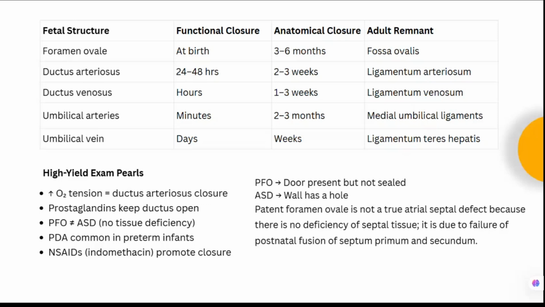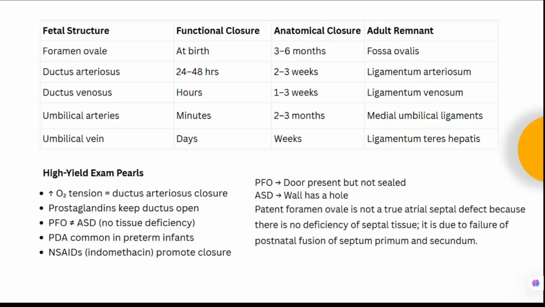Then ductus arteriosus. Ductus arteriosus will get closed functionally in 24 to 48 hours, and anatomical closure will happen in 2 to 3 weeks. It will remain as a ligamentum arteriosum. Then ductus venosus, within hours there will be functional closure, and in 1 to 3 weeks the anatomical closure will be there. It will remain as a ligamentum venosum.